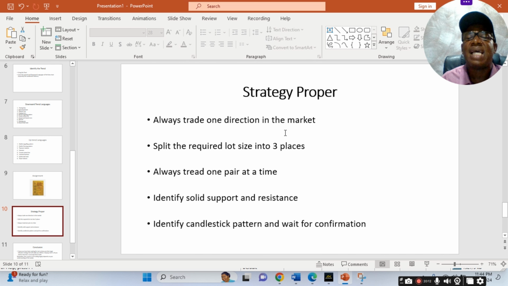Split the required lot size into 3 places. If I'm trading $1,000, my maximum exposure should be 2%. So I'm looking at 0.1 lot size. Now I cannot use 0.1 lot size at one entry. So what I will do is 0.05 and wait for the market to either advance more or continue in my direction.